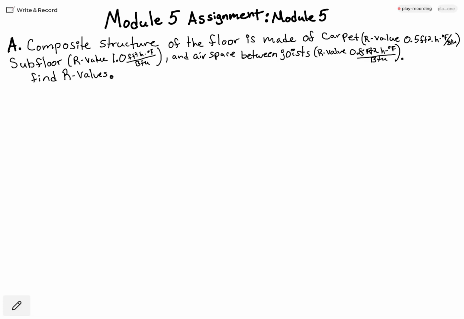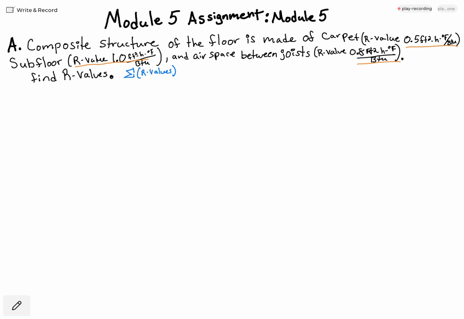Hello, Principles of Energy. Welcome to a module overview for the elongated question that you found in assignments. It's broken down into different parts. The first part, the A part, is the composite structure of the floor, which is made of carpet, and it has an R value, a subfloor R value, and an airspace between joists with an R value. The first step is to find all the R values.